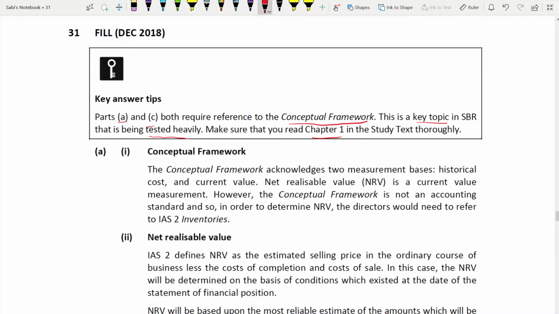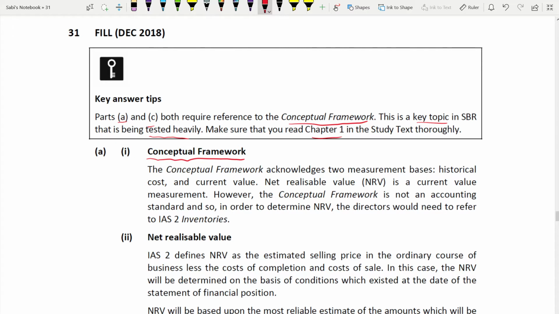So when you're answering this, always make sure that you write a proper subheading. It's important that you write a subheading. So the first one is conceptual framework. When they're talking about inventories, more than the asset part, it is more about the measurement basis. Because they told how inventory should be valued. That means they're talking about the measurement basis. So you have to talk about under conceptual framework, what are the measurement basis.